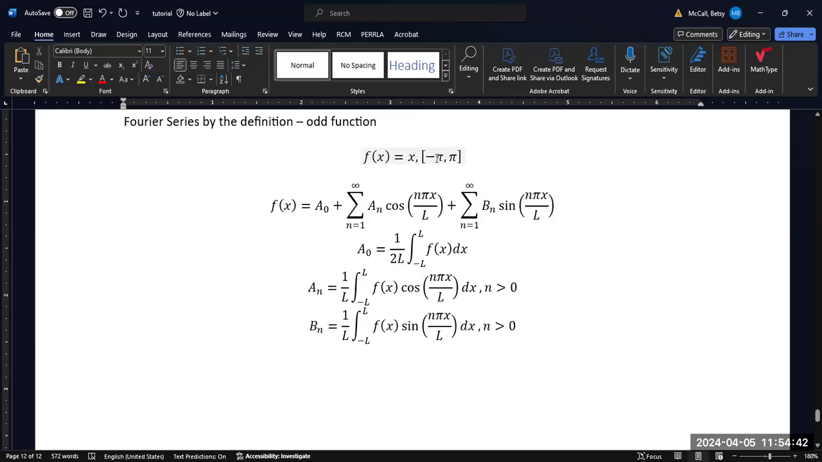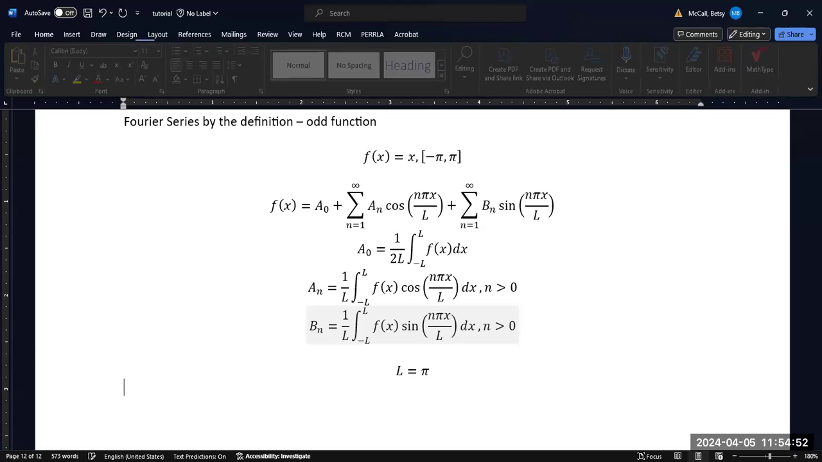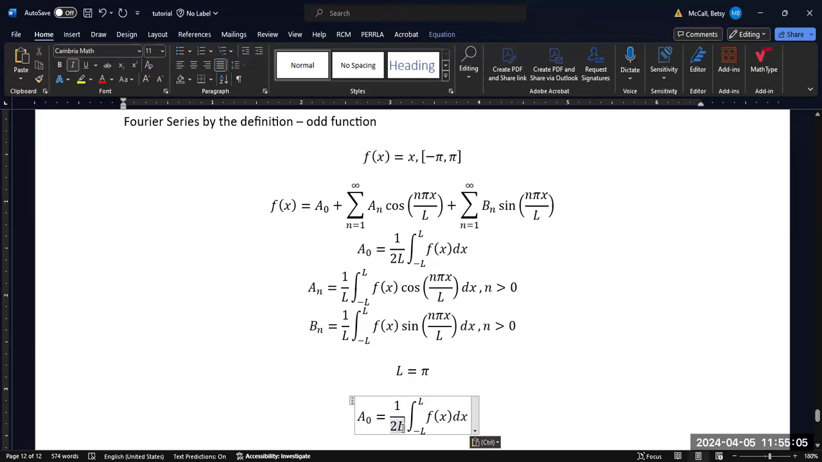L in this case, since our interval is defined to be negative L to L, L is equal to pi. So that's the first thing to fill in. So as we fill in our a sub 0 formula, we're going to fill in our pi everywhere there is an L. And we'll replace f of x with x.